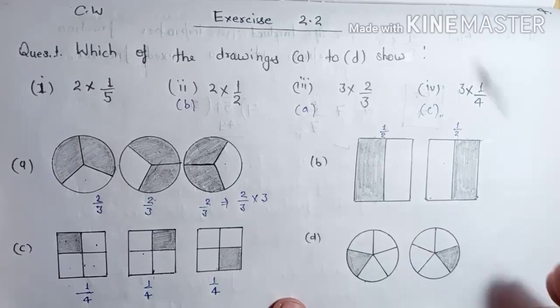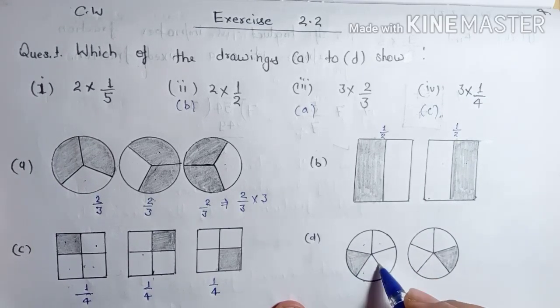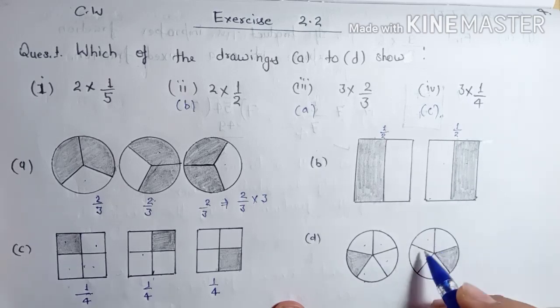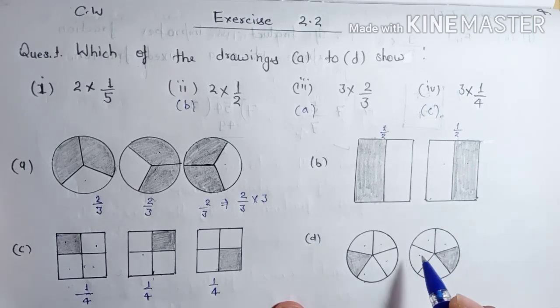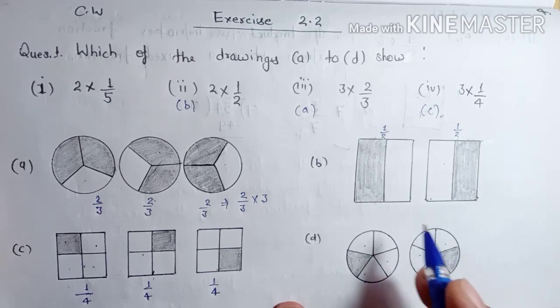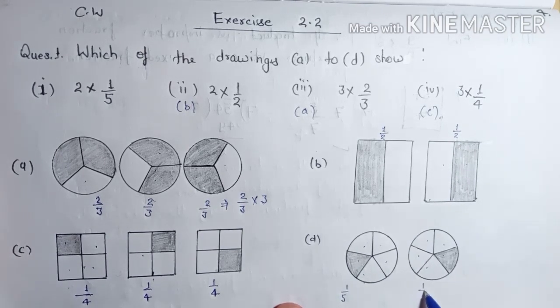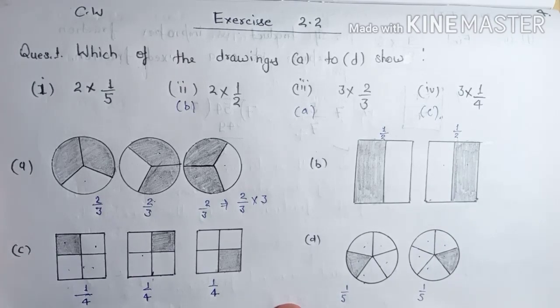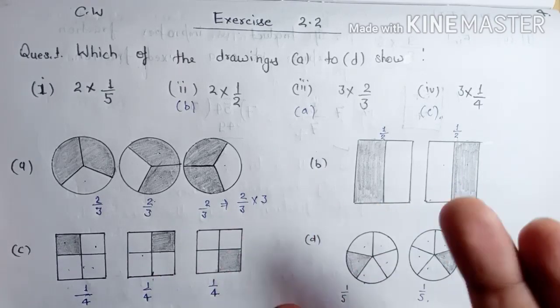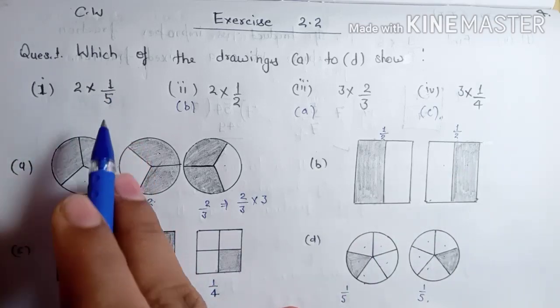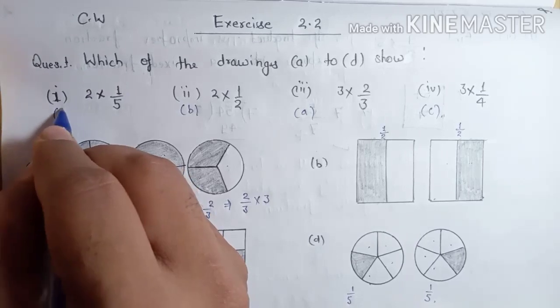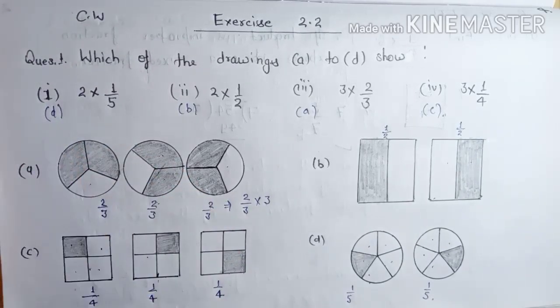And check it again. The circle is divided into 1, 2, 3, 4, 5, total 5 parts, and the next circle is also divided into 5 parts. And we can see in 5 parts, one part is taken, so it is 1 upon 5, and here it is also 1 upon 5, and 1 upon 5 is taken 2 times, so our answer is 2 into 1 upon 5, and this D part of the question stands for the first option.